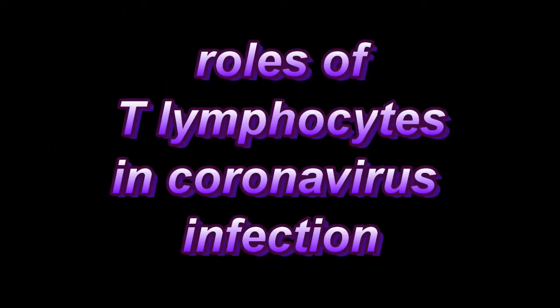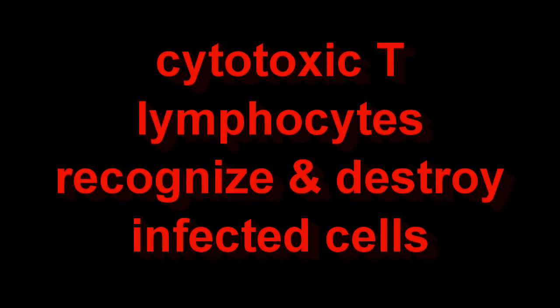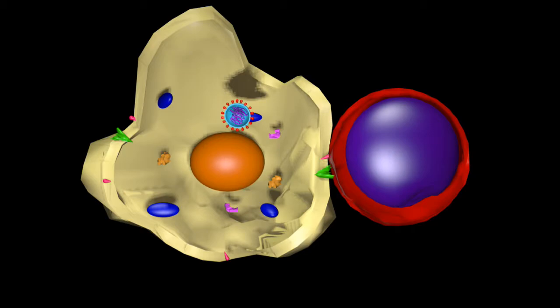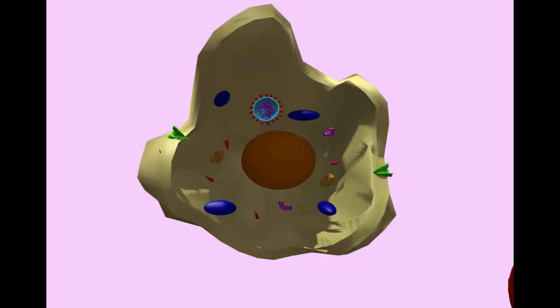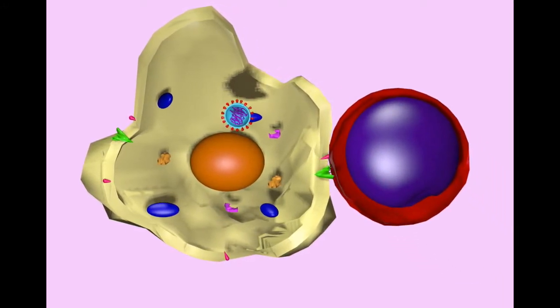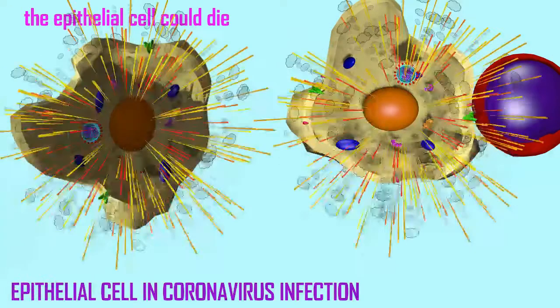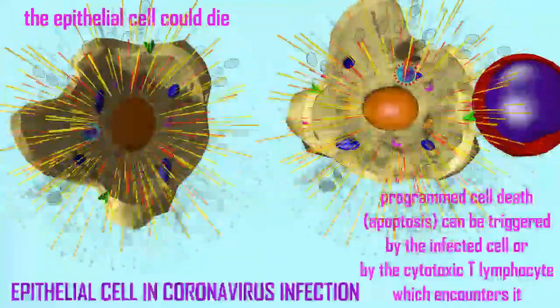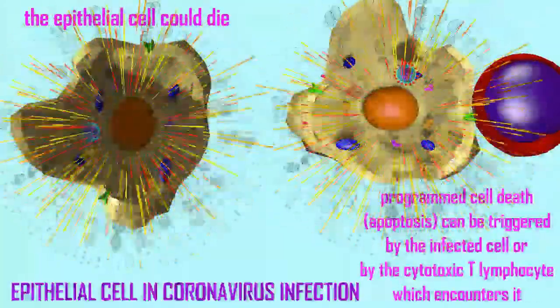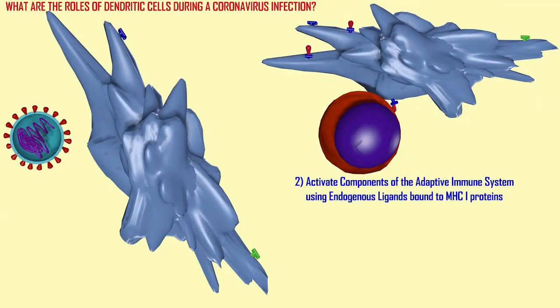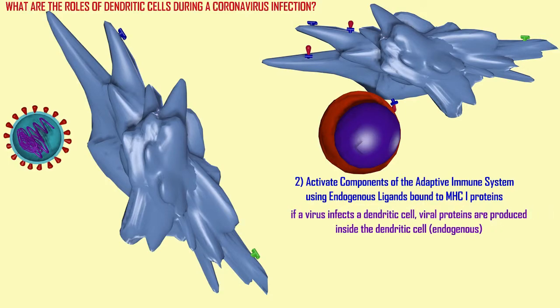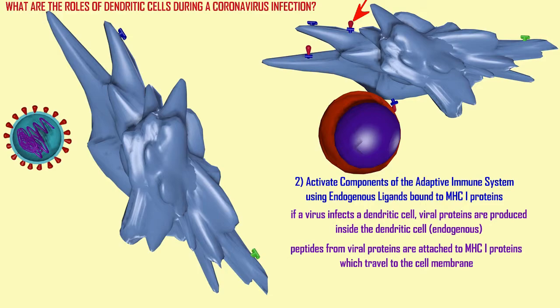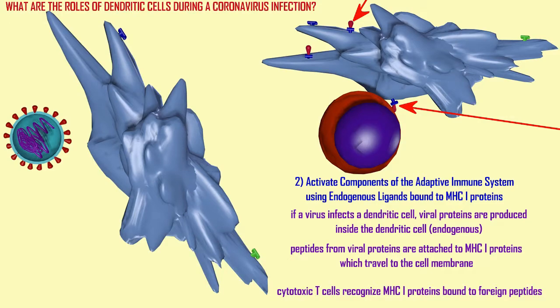There are different kinds of T lymphocytes, and they have different roles in coronavirus infections. Cytotoxic T lymphocytes can recognize infected cells because cell ID badges known as MHC proteins, major histocompatibility complex proteins, bind peptides in the cytoplasm, which could include peptides from the virus, and then transport them to the cell membrane so that a passing cytotoxic T lymphocyte can bind the cell ID badge with this foreign peptide and realize that there is a foreign virus inside the cell.